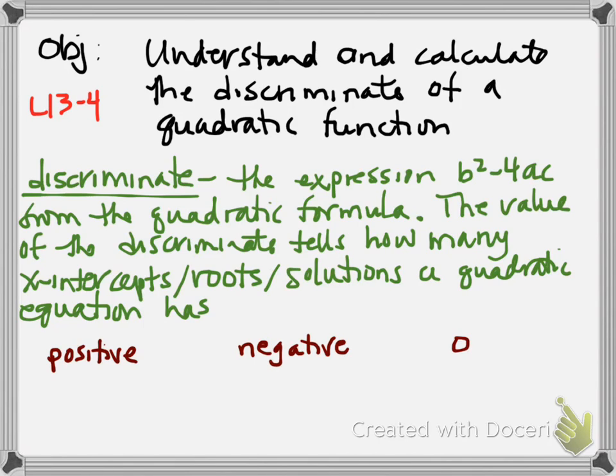Now, without you leaving your answer this way, I want to give you some context for this number. Remember, this number is under a radical sign. Okay? So if I have a positive number under a radical sign, your answer is going to look something like this. A number plus or minus a number. How many x-intercepts, roots, solutions do I get in that instance? Say it out loud. 2. I'm going to get 2 solutions.